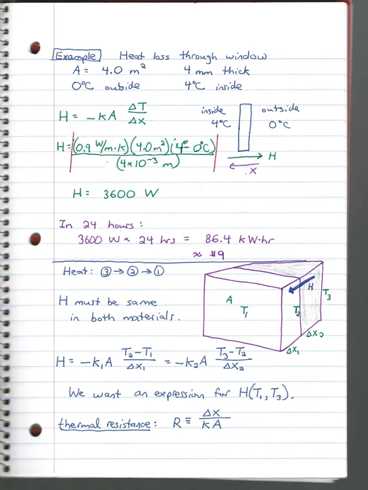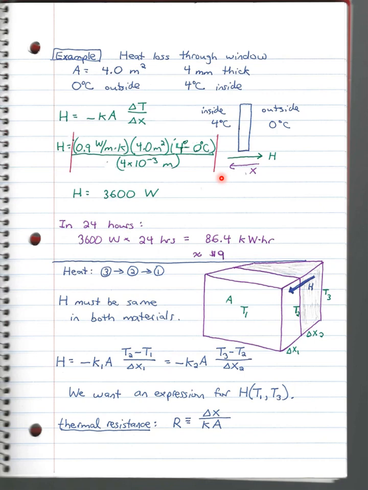There's the diagram as I've drawn it. Inside it's 4 degrees Celsius, outside 0 degrees Celsius. Heat, of course, is going to flow to the right. The rate of heat flow there, I'm emphasizing the absolute value. I'm not going to care about the negative sign, but it's a window made of glass. And in the table, it says glass, its thermal conductivity is somewhere between 0.7 and 0.9. Well, I'm just going to give it a 0.9.